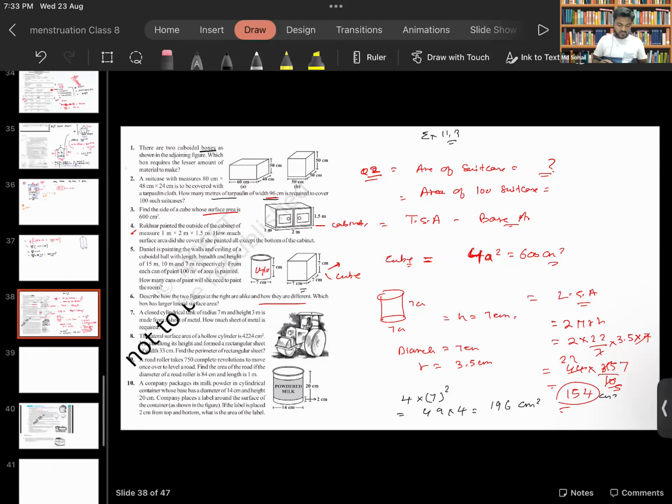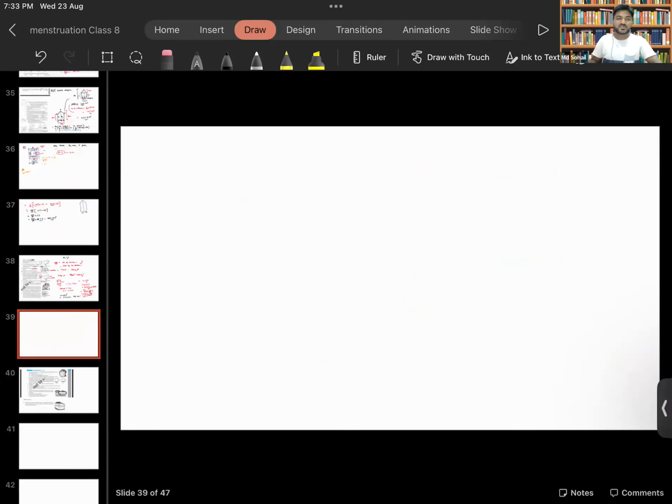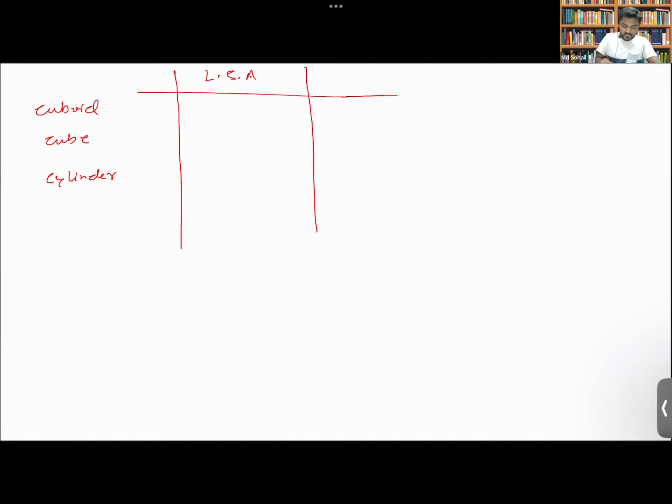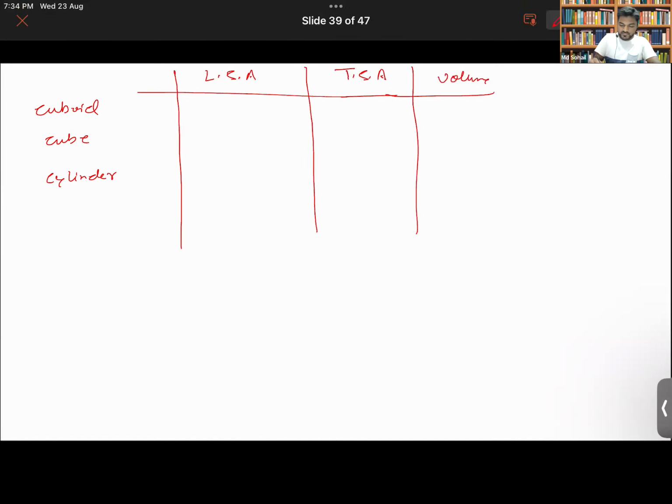Before we move on, let's quickly revise whatever we have discussed in the chapter. Please do tell me what is the formula required. Let me draw a table here, that will be more convenient. Cuboid, cube, cylinder. And do tell me, how do you find the lateral surface area, total surface area and volume? Starting from the first figure.